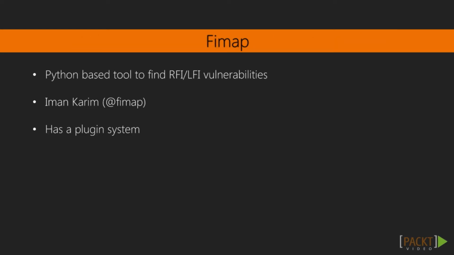So FIMAP is a Python-based tool to find remote file inclusion and local file inclusion vulnerabilities. The creator of FIMAP is Iman Karim, I hope I got that correct, and his Twitter handle is @FIMAP. It also has a plugin system, which is pretty cool actually. A lot of tools don't have a plugin system, and it's quite refreshing to see that.